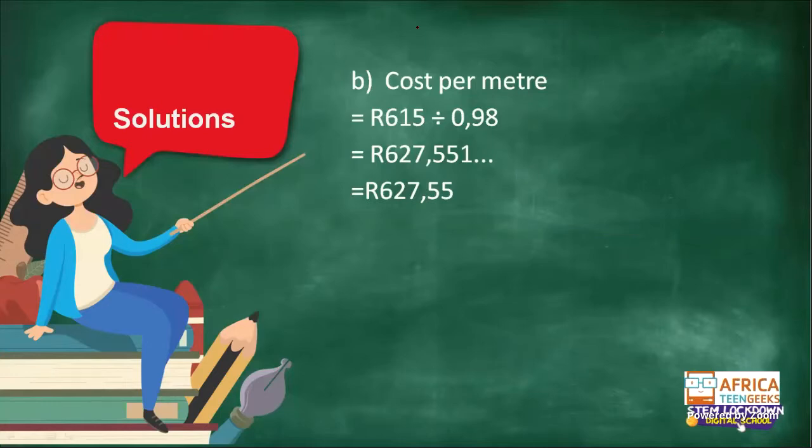Remember, learners, with money, make sure that your values are rounded off to 2 decimal places. For Dumelo, your answer must be rounded off to 2 decimal places, not 3. Right? And Grace, your answer must be rounded off correctly. Right? 55, not 56. But well done, ladies.